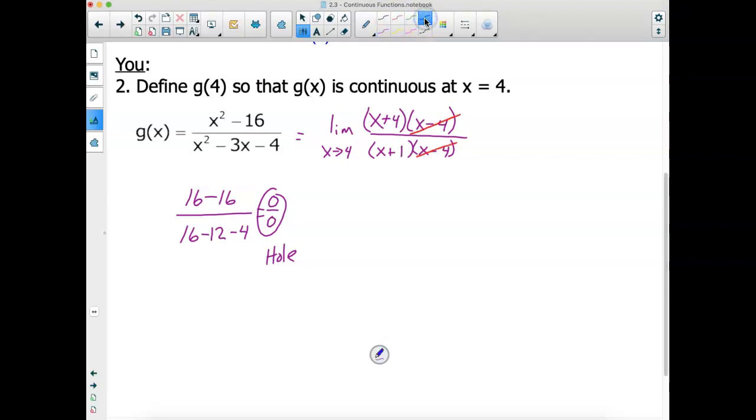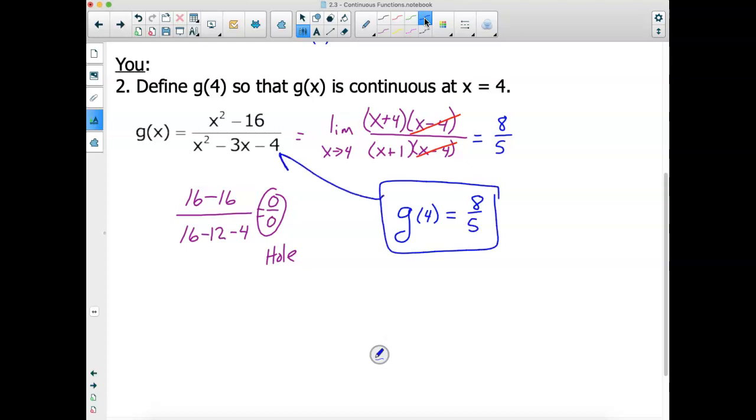I'm going to get that pesky little fella out of there. And now I'm going to take the limit, and I'm going to get 8 over 5. So if I define g of 4 as 8/5, then that function is continuous at x equals 4. So that's what we're doing there, okay?